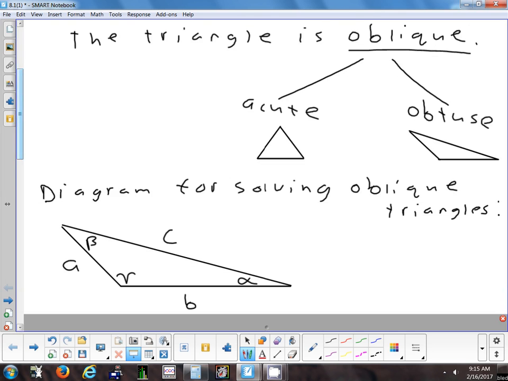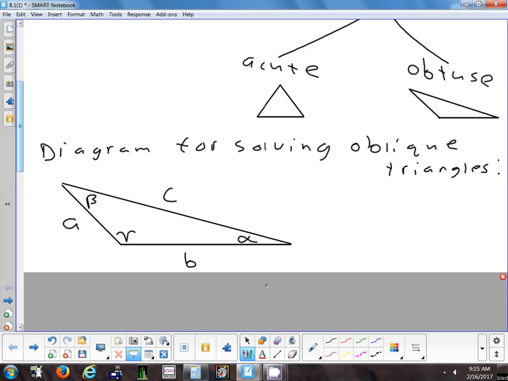Okay, and that's the diagram that I always use when I'm solving a triangle. Some of these letters you'll already recognize. A, B, and C are the sides. How about the name of this angle across from A? That's alpha. And the name of the angle across from B is beta. Now, when we solved triangles before, these were the only 2 angles we had to name because the other angle was always a 90. So we didn't need to give it a name.